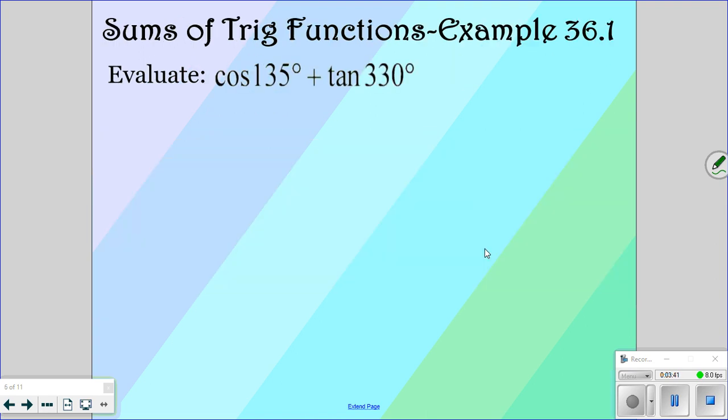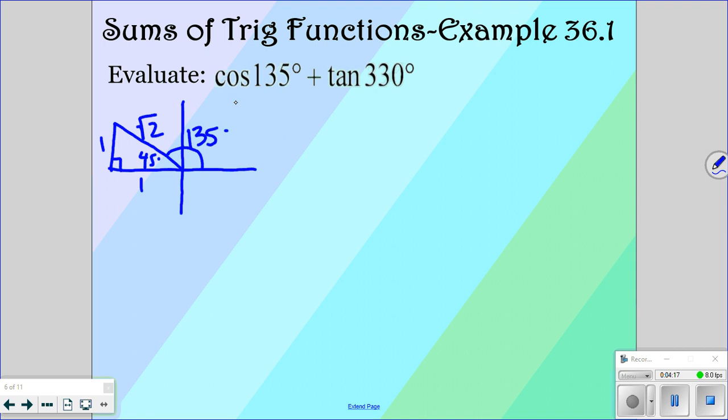So we are going to be looking now at sums of trig functions. And so basically, we're just going to have to figure this one out, and then add them together. So let's start off by drawing cosine of 135. So 135 is going to put us into the second quadrant. So if that's 135, the rest of this has to be 45 degrees. And then a 45-degree triangle is 1, 1, and square root of 2.